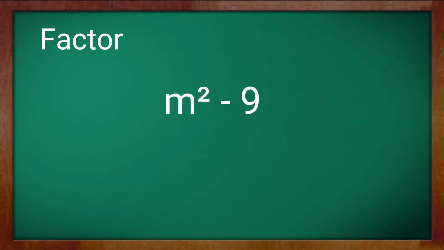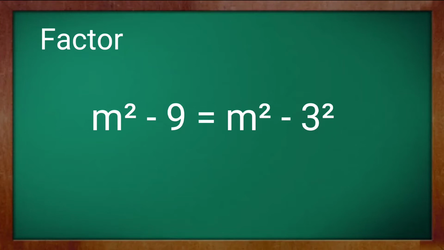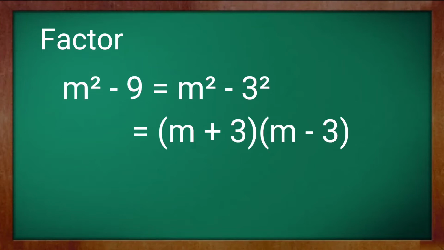Factor m squared minus 9. This binomial is a difference of two squares. This can be written as m squared minus 3 squared. The factors are m plus 3 and m minus 3.